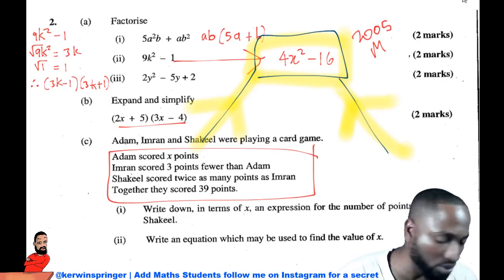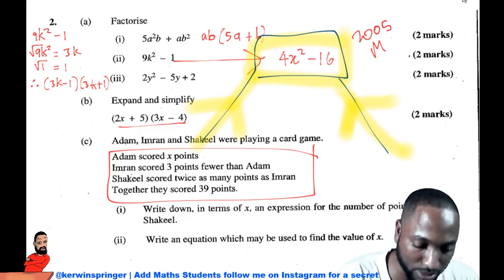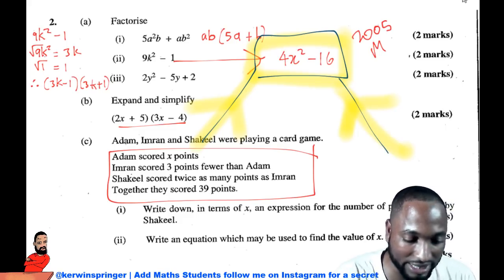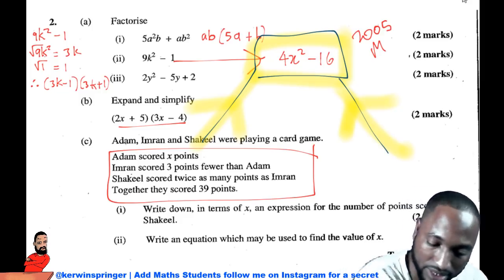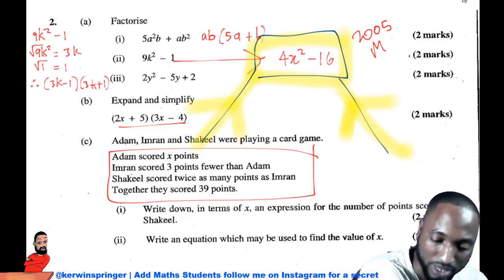Right, so I've seen people saying 2x minus 4 by 2x plus 4. I'm starting to see answers. I want to see some more answers. Right, so most people are saying 2x, yeah.